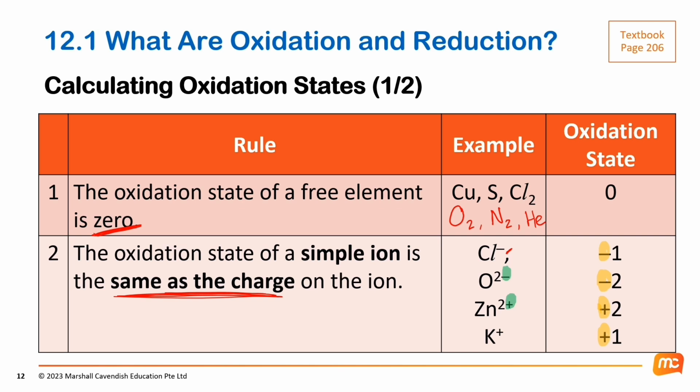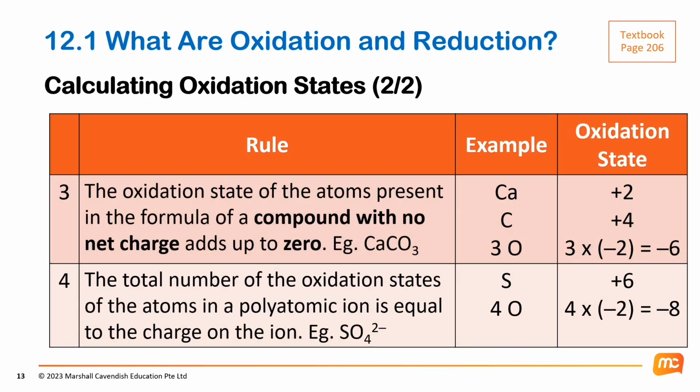So if you have O2 minus ion, the second one over here, the oxidation state will be -2. So that's how it works. If you have zinc 2 plus, it'll be +2. K plus, it'll be +1, etc. So that's the second rule, right? So total there's 4 different rules that we must remember. Number 1, all free element, oxidation state is 0. Number 2 is an ion, it is basically the same as the charge.